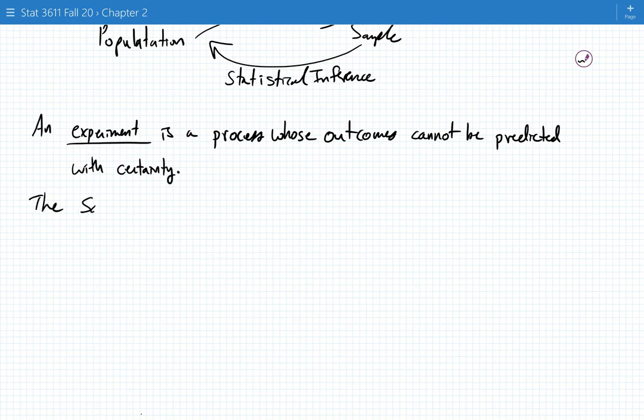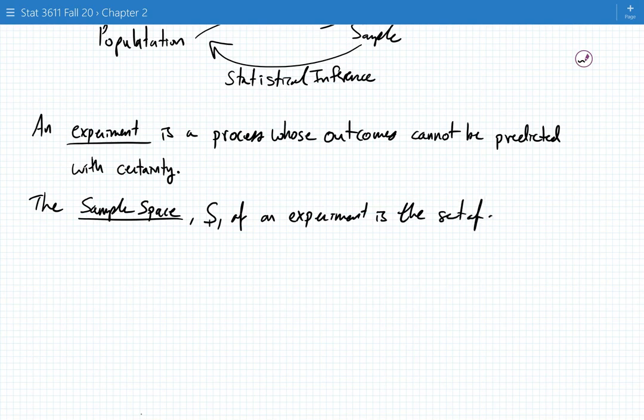The sample space, we usually will denote this capital S. Sometimes I write a little vertical line on my S's like that, so it doesn't look like a 5, so that we know that's a capital S there. The sample space, capital S, of an experiment is the set of all possible outcomes of an experiment.